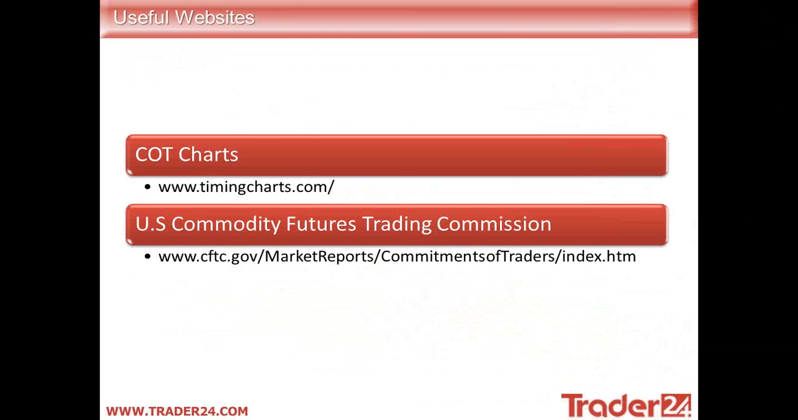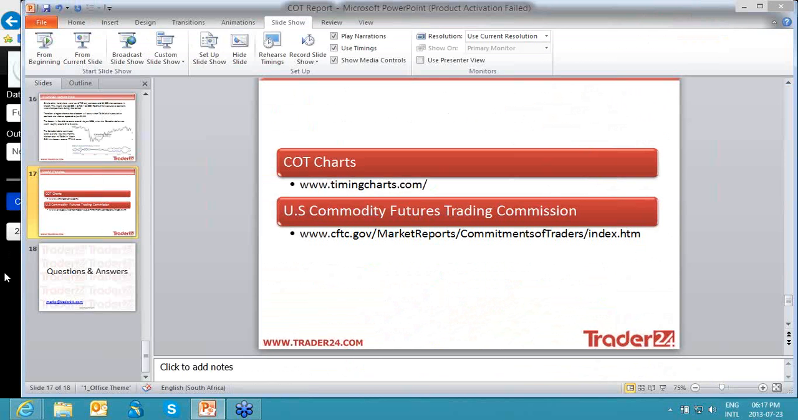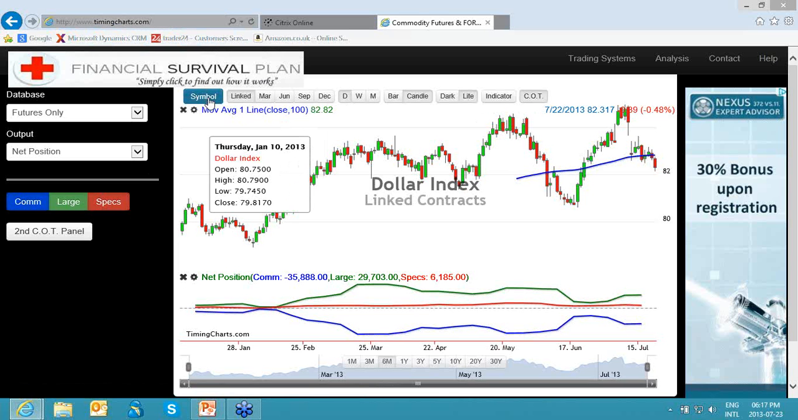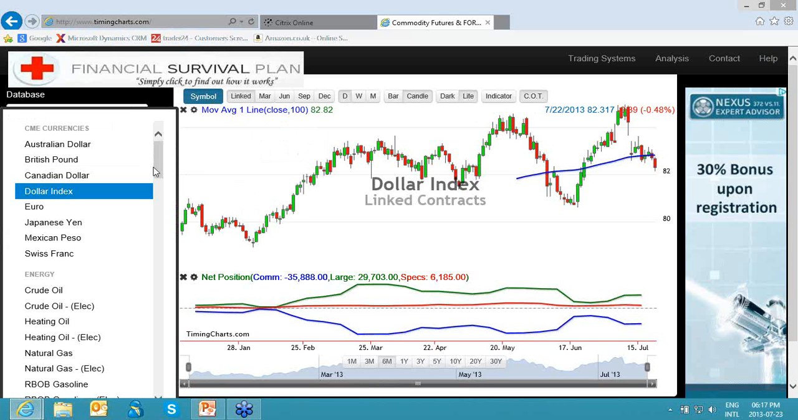So, some useful websites. The first one is timingcharts.com, and I'm going to go to that right now. The other one is to get the actual COT report. Just Google COT report, and it'll take you through to the CFTC website. But let me take you through to timingcharts.com, and this is basically it. When you first go on, you have a choice of symbols that you can choose from.